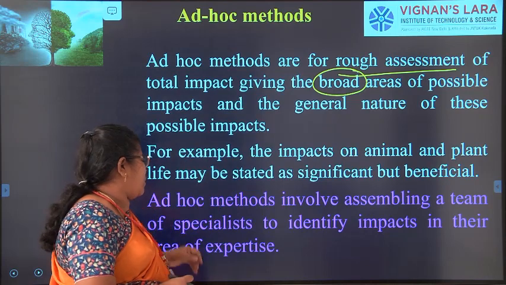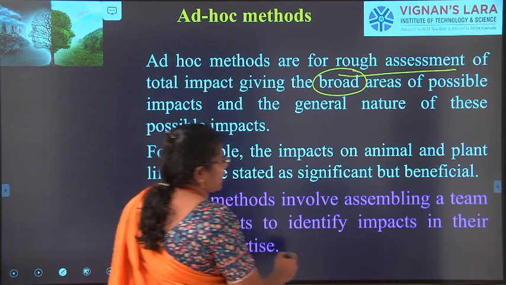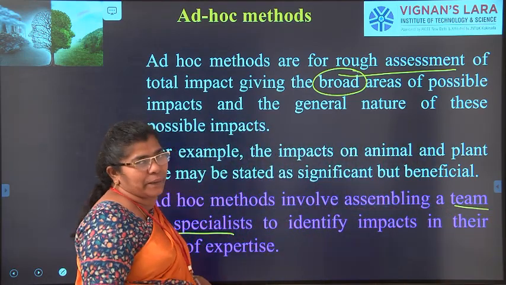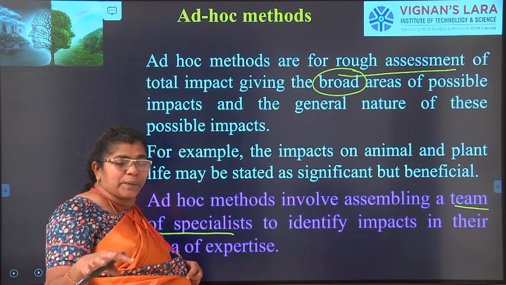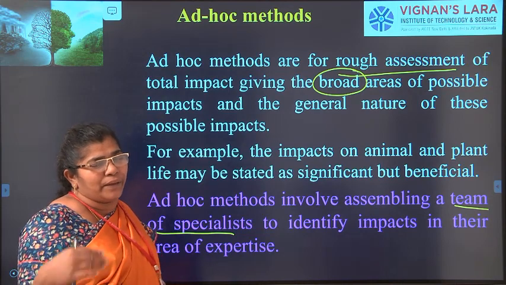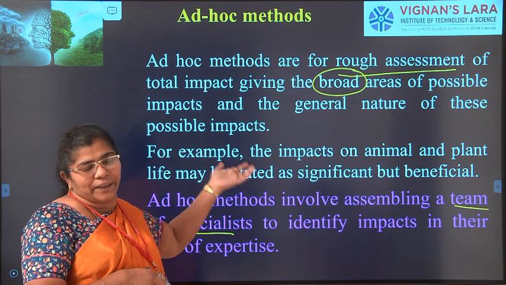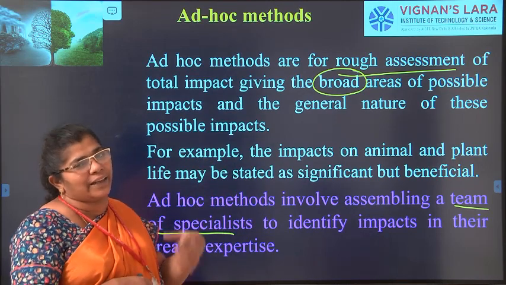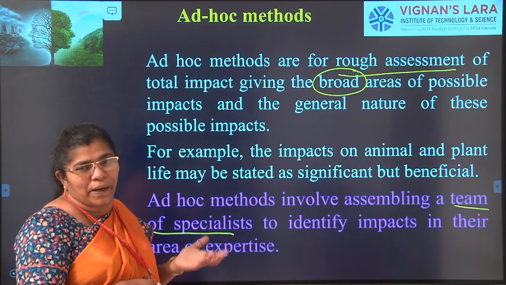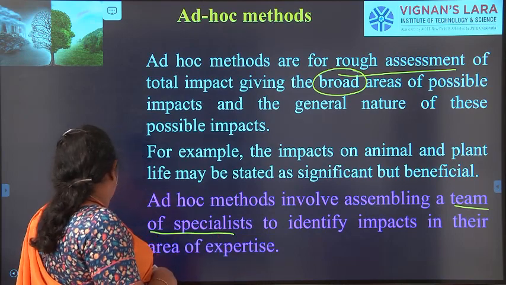Okay, ad hoc methods involve assembling a team of specialists to identify the impact in their area of expertise. So some expertise will be there, they will be formed as a team, and they will be giving some criteria by which this method, what and all can be taken. These are the things that have to be considered, like that. They will give a very random way of giving the impact things, right? Which are the things that are impacted, that we call an ad hoc method.